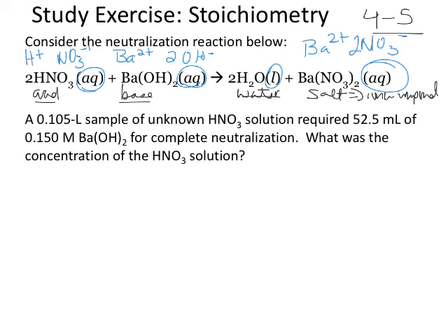Now I like to check to make sure, are they balanced? We've got four hydrogens on both sides. Nitrogen, we have two nitrogens on both sides. We have one barium. I think we're good. Okay, so we can read the problem.